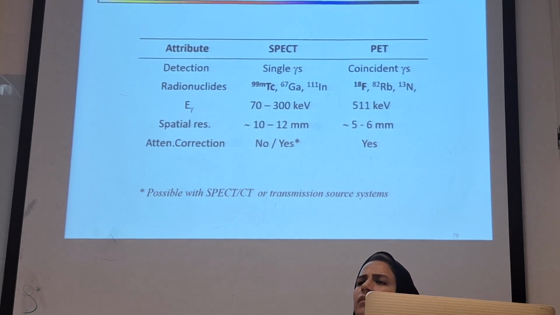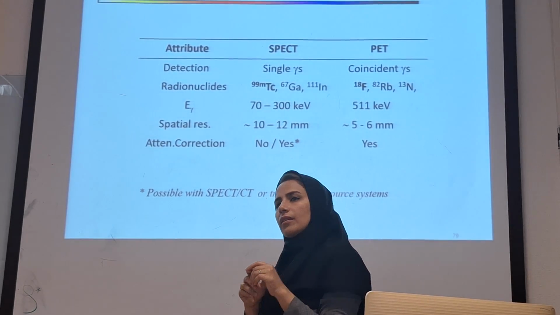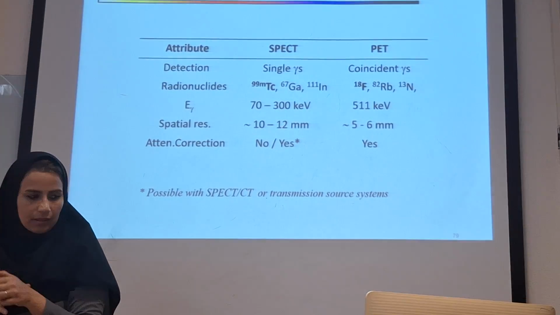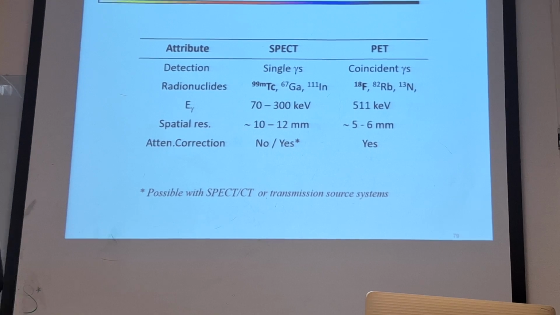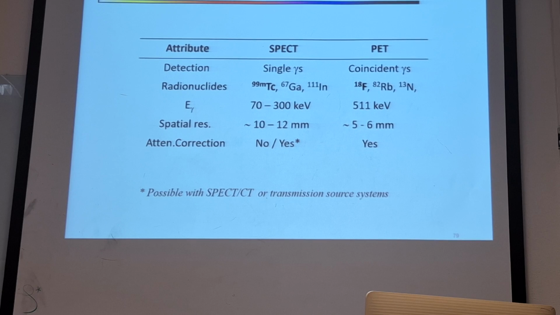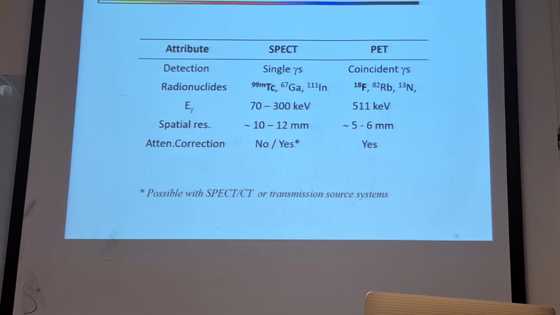It can differentiate two objects when the distance between the two objects is 5 to 6 millimeters. Exactly. If I have two objects and the distance between them is 5 millimeters, my instrument can distinguish them. But in the SPECT, the smallest differentiation between two objects is 10 millimeters.